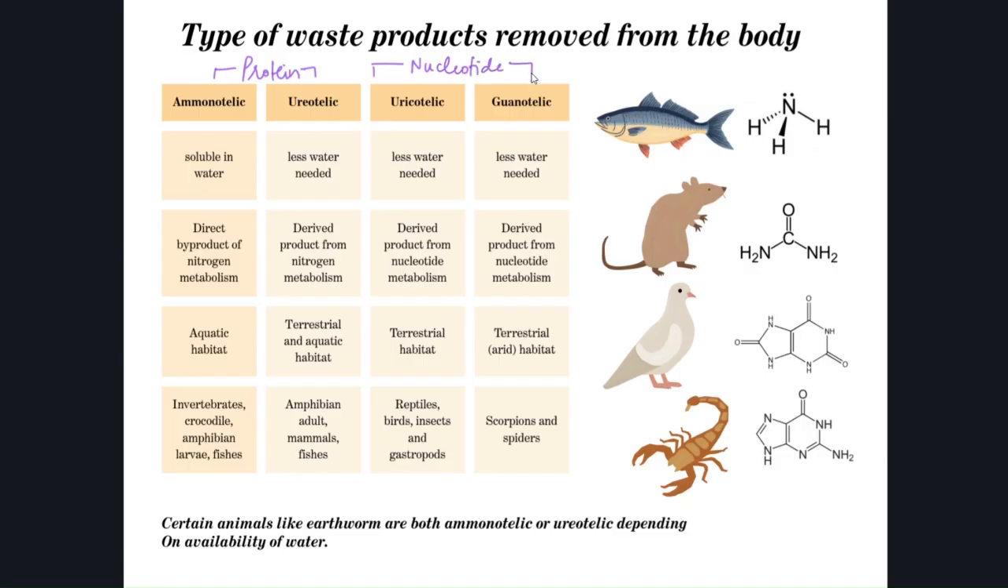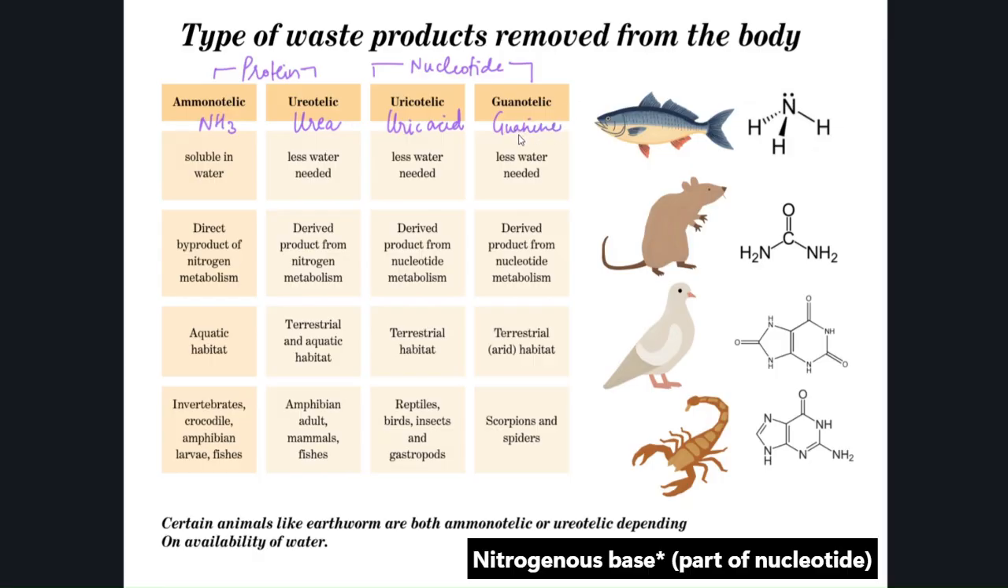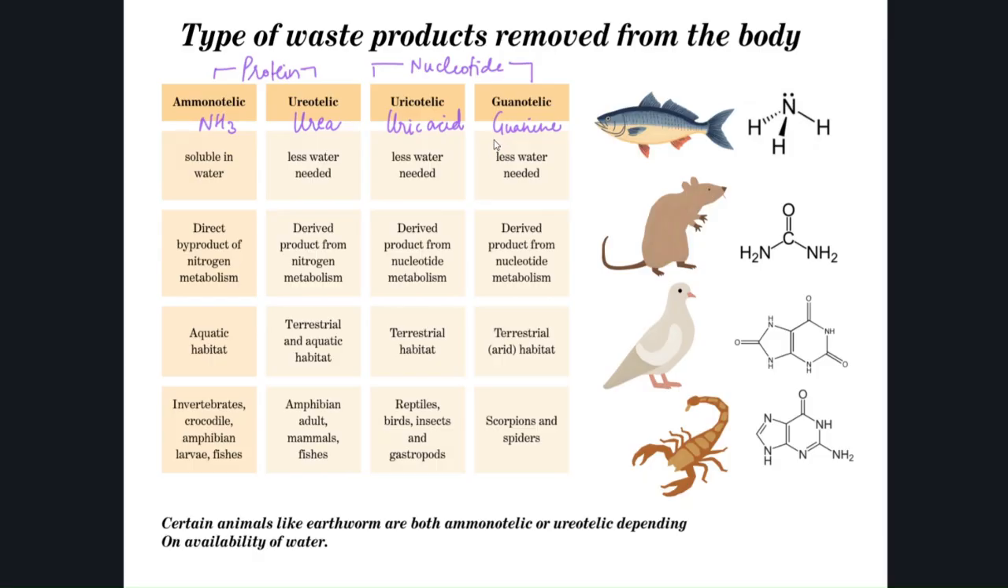So based on what waste is being generated, we have different categories of animals. You can classify an animal as ammonotelic if it is releasing ammonia, urotelic if it is releasing urea, uricotelic if it is releasing uric acid, or guanotelic when it releases guanine directly, which is a nucleotide itself. So uric acid and guanine are produced from nucleotide metabolism, while protein metabolism leads to the formation of ammonia and urea.